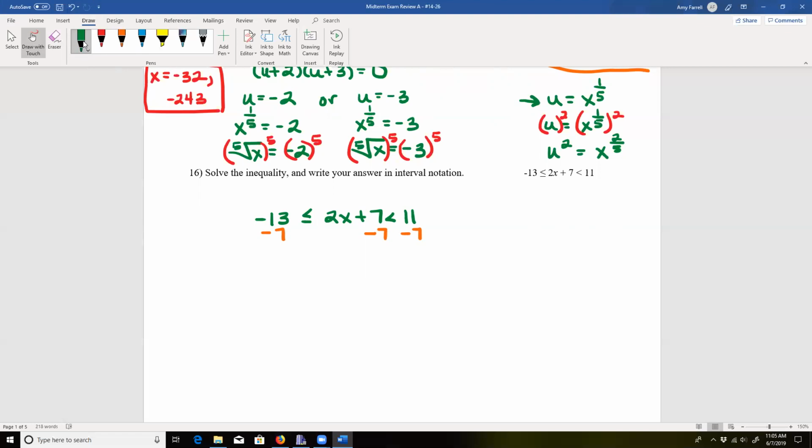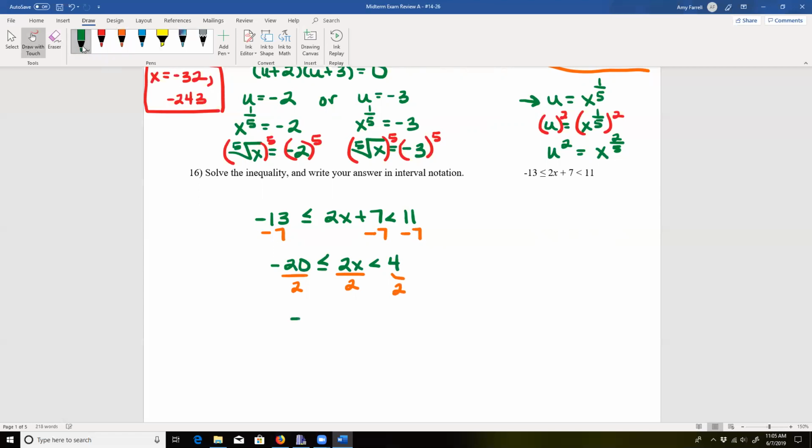So after subtracting 7, I get negative 20 is less than or equal to 2x, which is less than 4. Again, working to isolate x in the middle, I would divide by 2. And whatever I do to the middle, I have to do to the two outside parts as well.